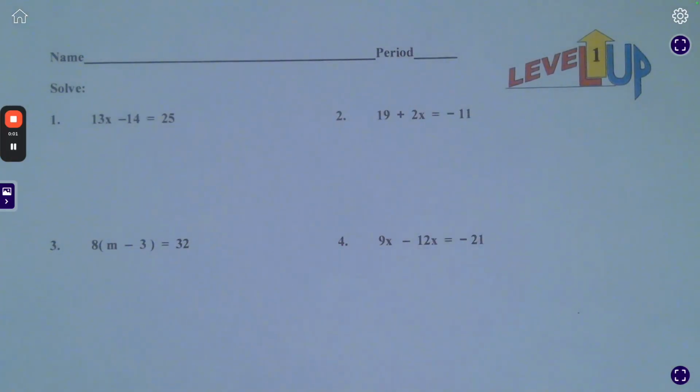All right, let's go. Hey, this is Level Up for Equations. It helps you prepare for any assessments you might have coming up.